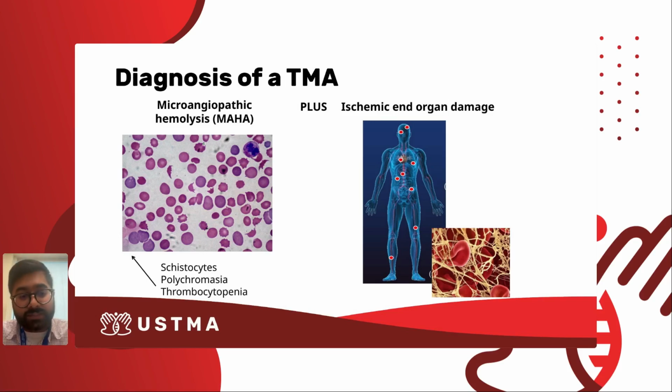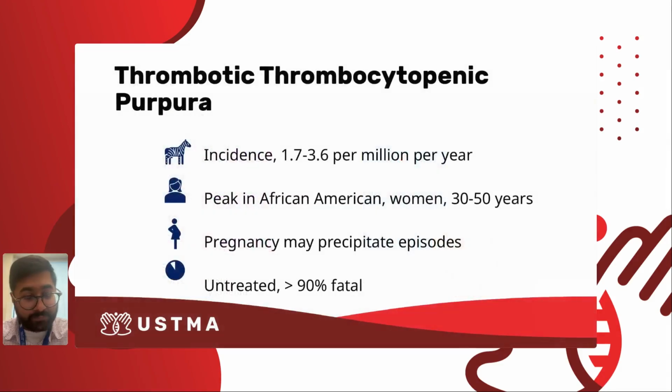And you'll see that with schistocytes on the smear, evidence of usually a severe thrombocytopenia in the case of TTP, and polychromasia, so different cells at different ages. And then you'll also typically see ischemic end organ damage with the acute presentation. And in TTP, this predominantly will be affecting the heart, the brain, and/or the intestinal tract. The kidneys can be affected, but tend to be less so than other types of TMA in general.